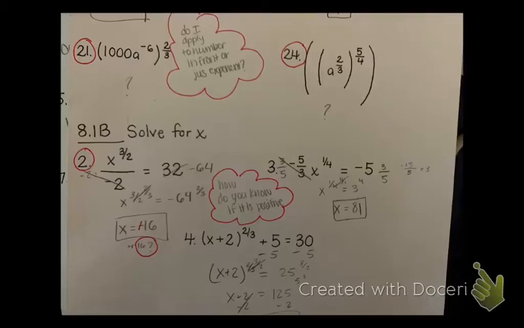Okay, so for these three, 21 and 24, you want to multiply the exponents first and then simplify. So I would take this negative 6 times 2 over 3, and it would become negative 12 over 3, which would reduce to negative 4.